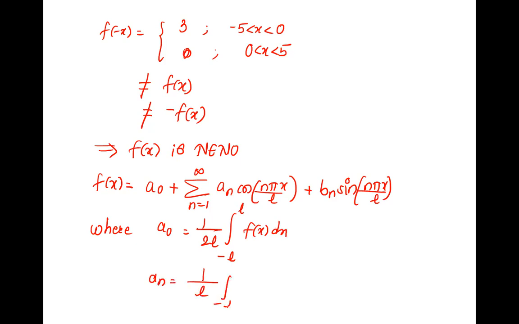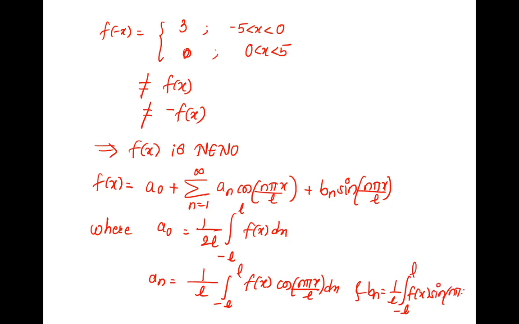Integration from minus L to L, f of x into cos n pi x by L dx. And Bn is the same, 1 by L, integration from minus L to L, f of x into sin n pi x by L. Am I writing it every time? I expect it from you. Whenever a question starts, you should write the Fourier series where A naught, An and Bn formulas.